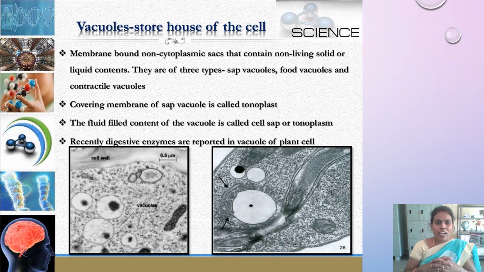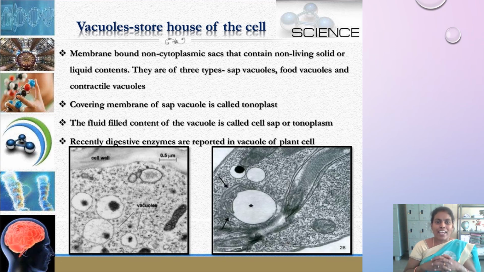Let us know about one more important cell organelle, that is nothing but vacuole. These vacuoles are also called storehouse of the cell. Do you remember what is powerhouse of the cell? Yes, that is mitochondria. These vacuoles are called storehouse of the cell. Why are these called storehouse of the cell? Vacuoles are the storage sacs for solid or liquid contents.